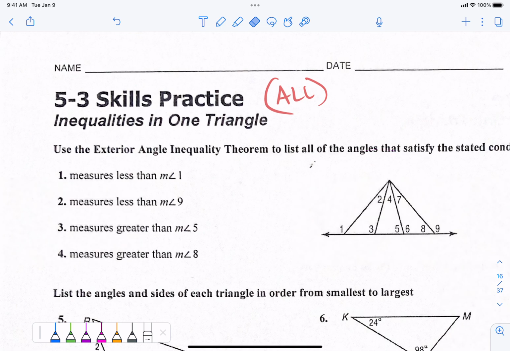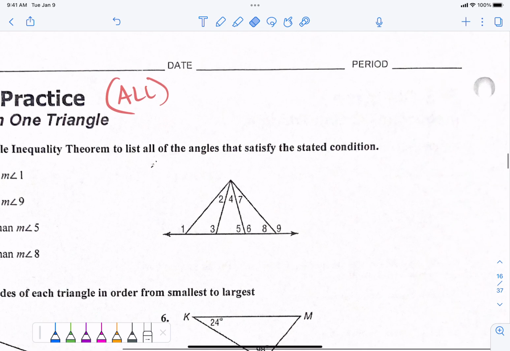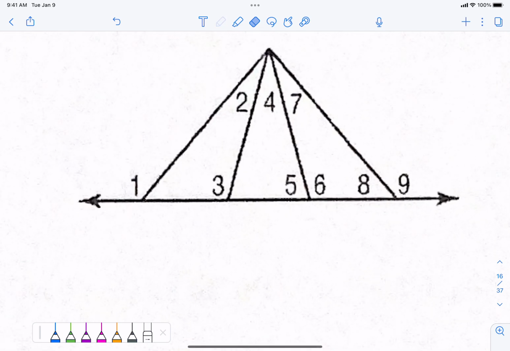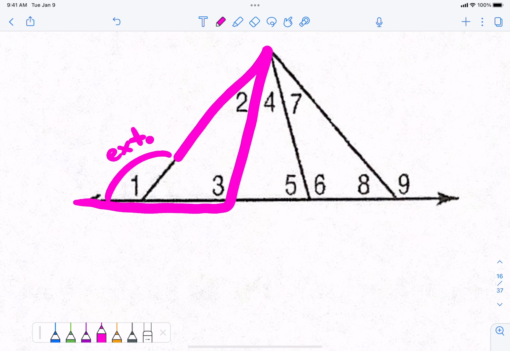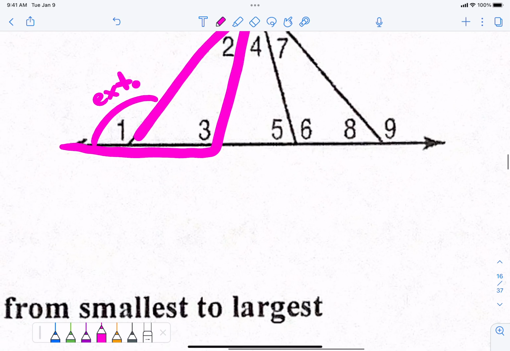All right, here we go. Number 1, measures that are less than angle 1. Okay, so angle 1 is an exterior angle. Let's talk about the first triangle that involves angle 1, which is this little one. So, if I'm talking about angle 1, what 2 angles add together to make angle 1?